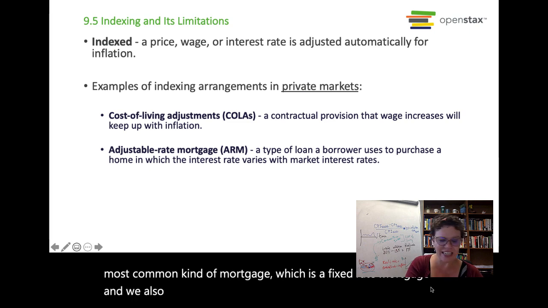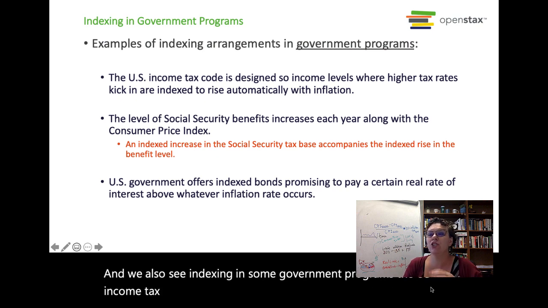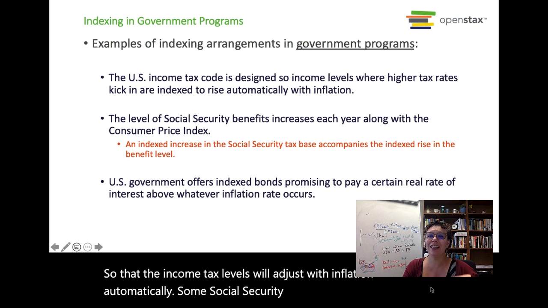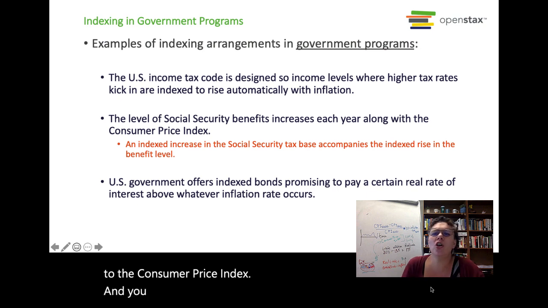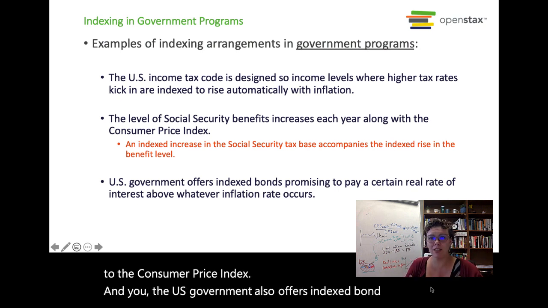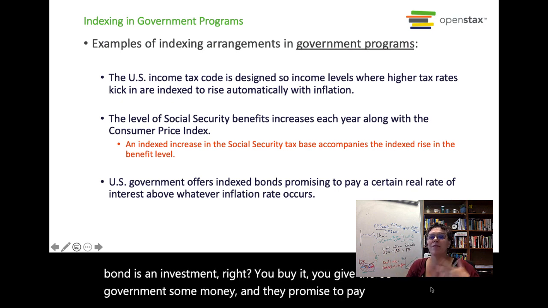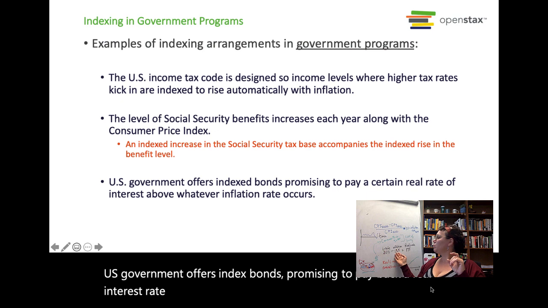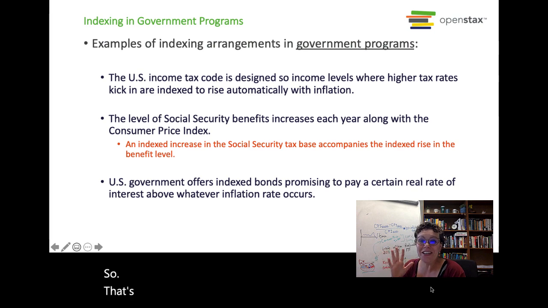We also see indexing in some government programs. The U.S. income tax code is designed so that the income tax levels will adjust with inflation automatically. Some Social Security benefits are indexed over time to the consumer price index. And the U.S. government also offers indexed bonds. And so a bond is an investment, right? You buy it, you give the U.S. government some money, and they promise to pay you back. The U.S. government offers indexed bonds, promising to pay back a real interest rate return, protecting against inflation in that same way. So that's what we know about inflation.